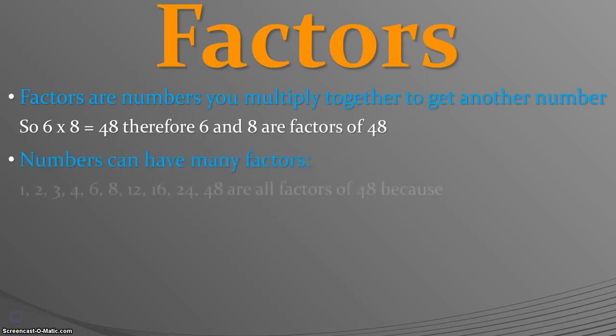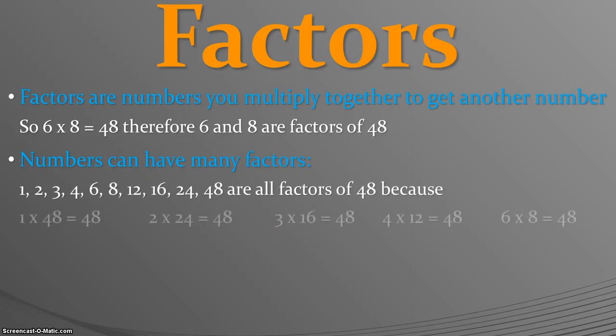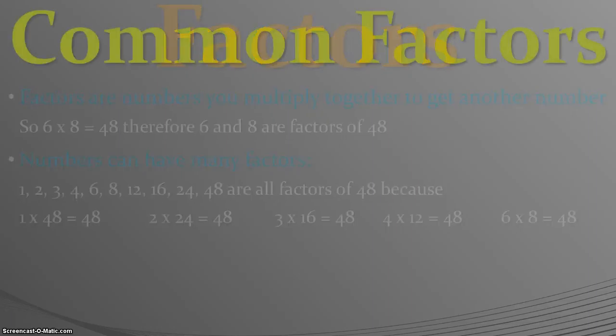Numbers can have many factors. 1, 2, 3, 4, 6, 8, 12, 16, 24, 48 are all factors of 48 because 1 times 48 is 48, 2 times 24 is 48, 3 times 16 is 48, 4 times 12 is 48, 6 times 8 is 48. Or 1, 2, 3, 4, 6, 8, 12, 16, 24, and 48 all divide 48.